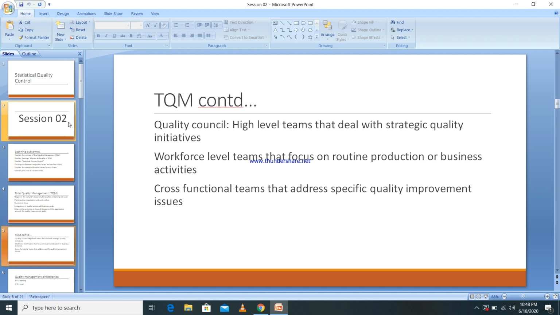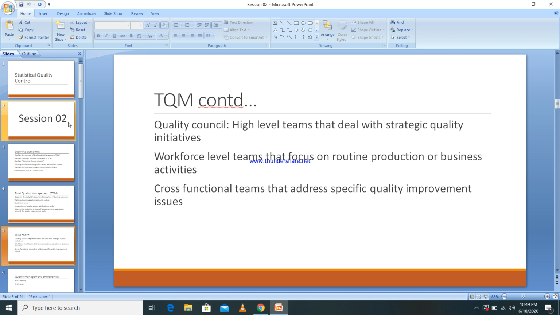Total quality management always emphasizes quality councils. That is, in a company, we need high-level teams to deal with all the strategic work, right? That is the high-end work. You need CEOs, directors, all these high-level teams. And then we need a workforce team to continue the production, right? And then we need a cross-functional team in order to communicate between the high-level teams and the workforce-level team. This is the theory behind total quality management.